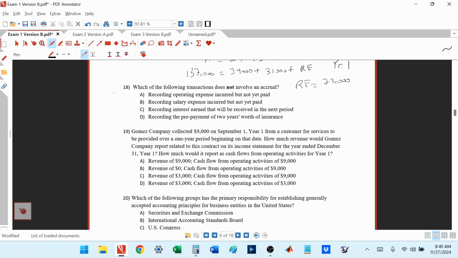Let's do 19. How much would Gomez Company report as cash flows from operating activities? So any cash inflow or outflow resulting from us dealing with our customers is an operating activity. Also, it asks how much revenue would Gomez Company report related to this contract on its income statement, and then how much cash flows. So we collect $9,000 on September 1st, year one, from a customer for services to be provided over a 1 year period beginning on that date. So we would have a $9,000 cash inflow from operating activities.